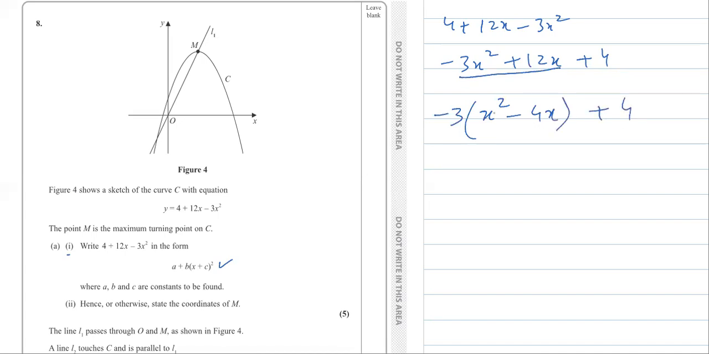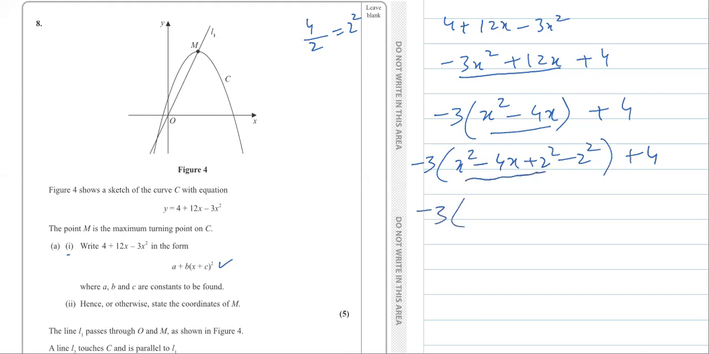Then half the coefficient of x. The coefficient of x is minus 4. Half of it becomes minus 2. Take its square, add and subtract that inside here. Minus 3 into x squared minus 4x plus 2 squared minus 2 squared, and plus 4. So that will be minus 3. This will become a whole square of x, and this is 2. As x has a negative sign, it is x minus 2 squared, and this one you can solve, plus 4.